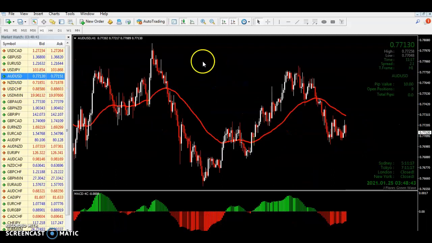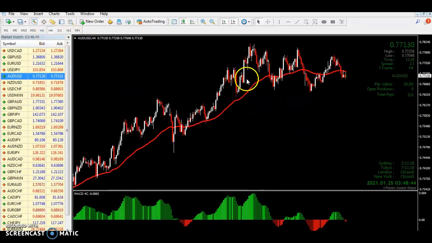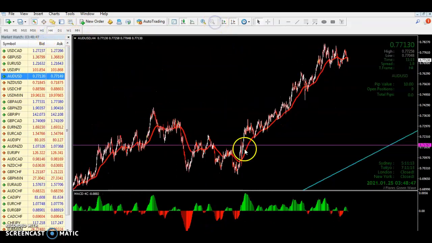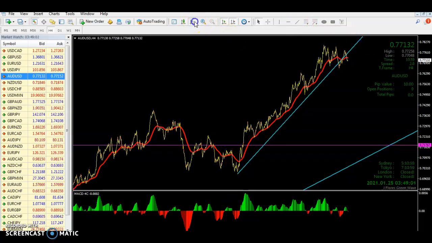AUD USD. What are we waiting for? AUD USD on the 4 hour. We've got a big uptrend right here from this point to that point. On the AUD USD, if I use a trend line right there, I will definitely put it from here to here. We can see already, look, if I put the line, look how perfect that is.